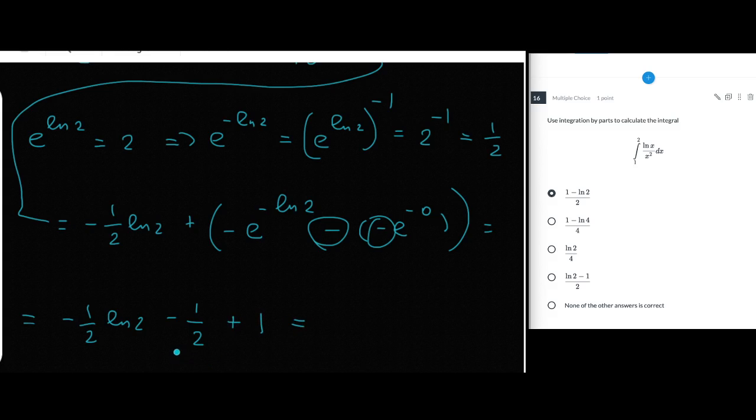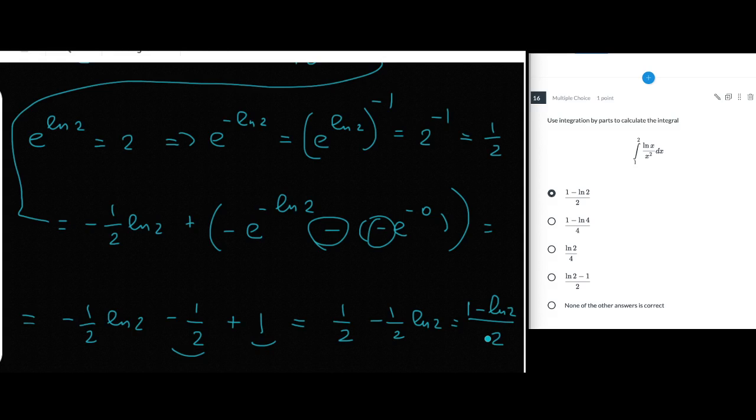And now finally, combining negative 1/2 and positive 1 gives us positive 1/2, and then we have negative 1/2 ln of 2. Making common denominator here, we get 1 minus ln of 2 over 2, and that is our final answer for this problem.